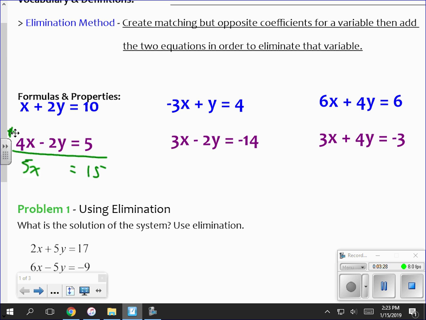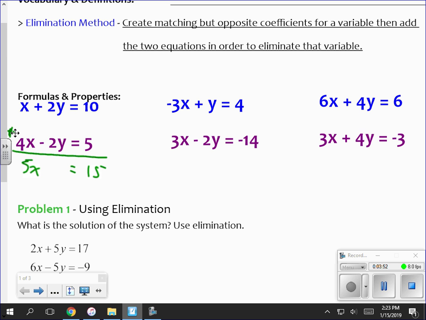Now, I'm not done. This is just the first step. I'm only doing the first step here. We will do more when I do the example later. But this is the idea behind elimination. I eliminated my y's. Sometimes you eliminate x, sometimes you eliminate y. On this one, I eliminated the y's. Look what I have, 5x equals 15. That's one step to solve for x. Makes it really easy, doesn't it?